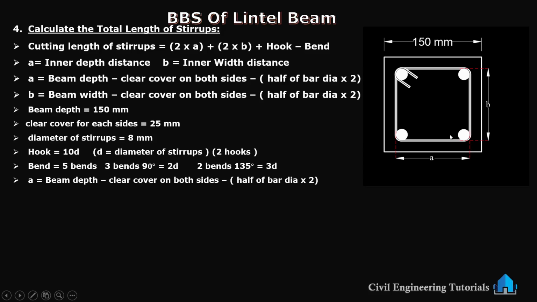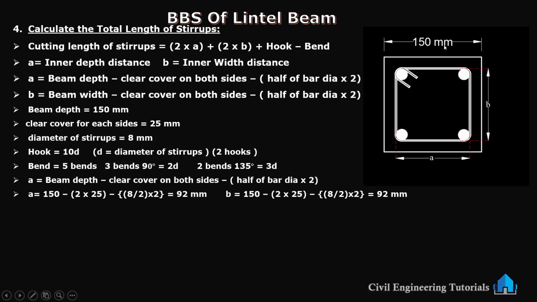This to this, middle of stirrup dia. So A is equal to 150 minus 2 into 25, clear cover on both sides, this side and this side, minus clear cover 25 mm, so 2 into 25 mm, minus half of bar dia. Bar dia means stirrup dia, don't get confused. This is stirrup dia. Half of bar dia, diameter of stirrup, 8 by 2 into 2, both sides, is equal to 92 millimeter.